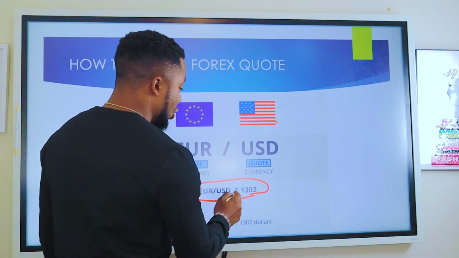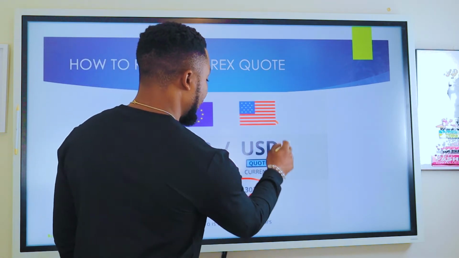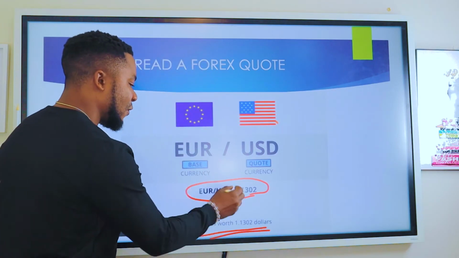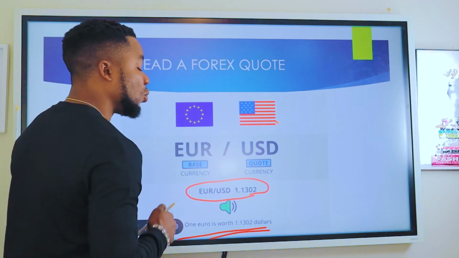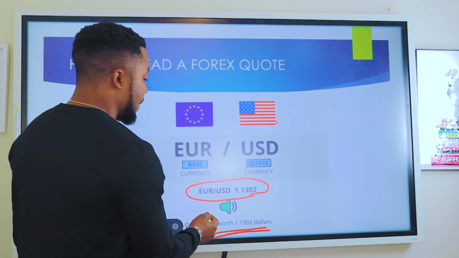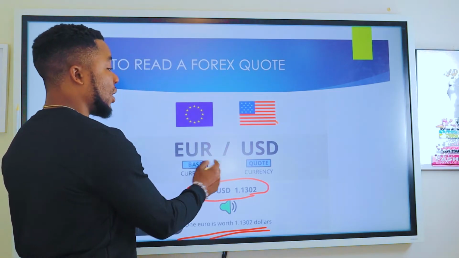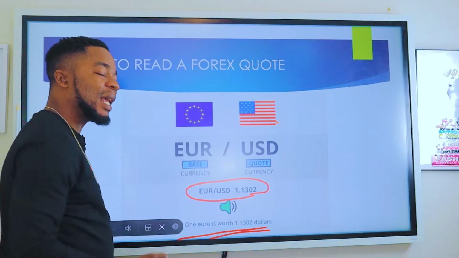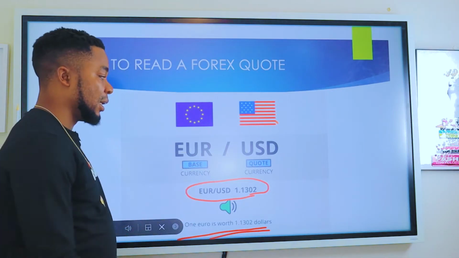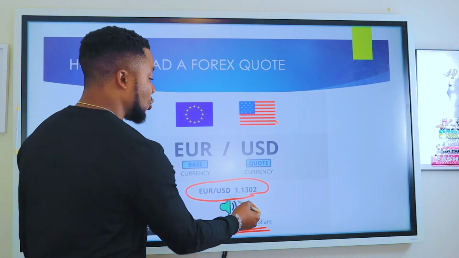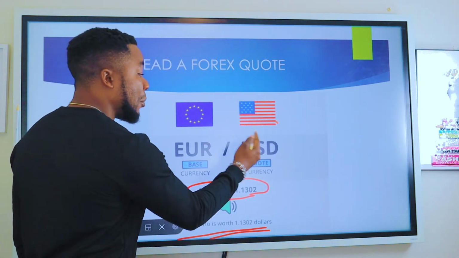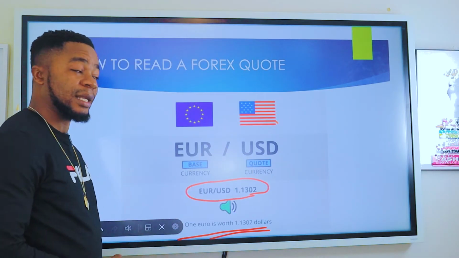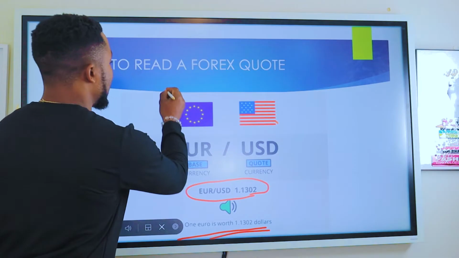It means for you to be able to buy €1, you need 1.1302 of the United States dollar. You can see it's written that €1 is worth 1.1302 of the United States dollar. Since the quote is 1 point something, it means the base currency is more powerful. One of the base currency is equal to 1.13, so you need more of the quote currency to be able to buy the base currency.